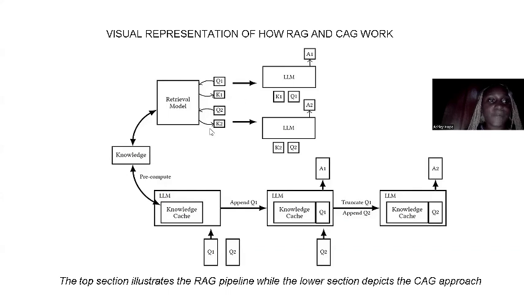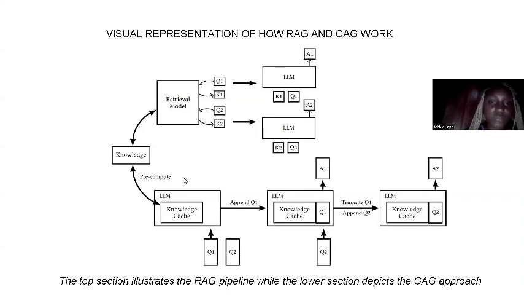And so once this retrieval model has fetched all the relevant knowledge, it sends the query along with this knowledge to the large language model for processing, and the large language model will produce answers A1 and A2.